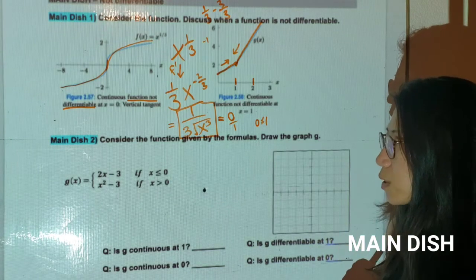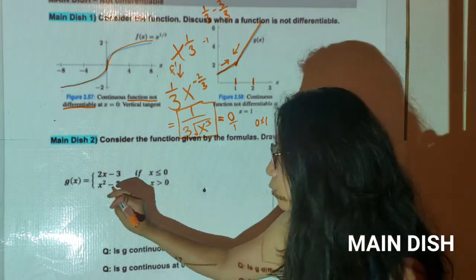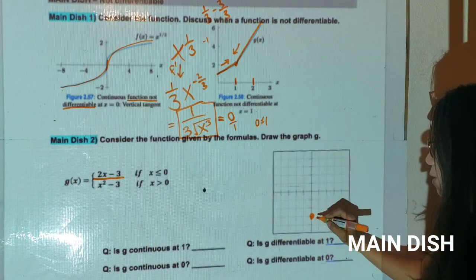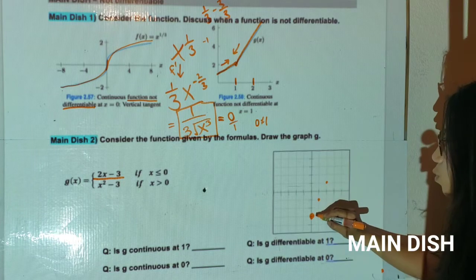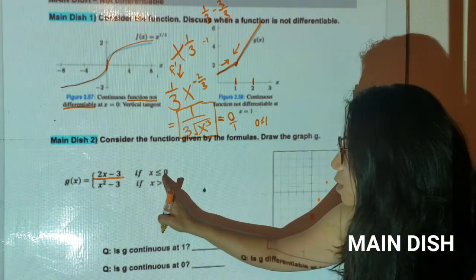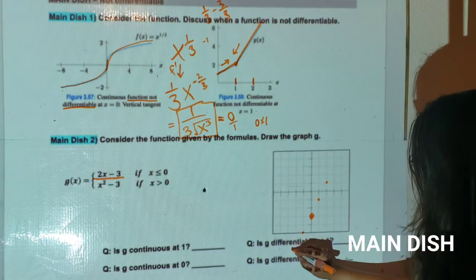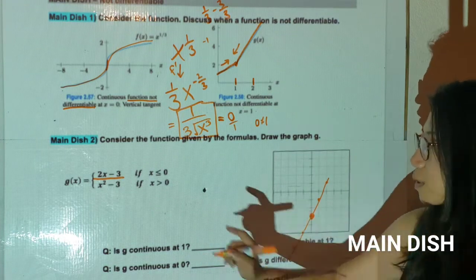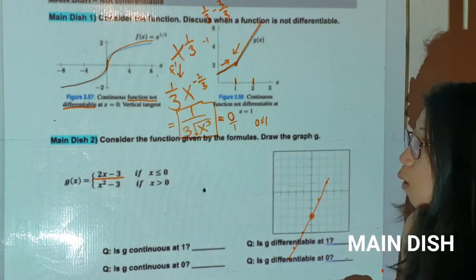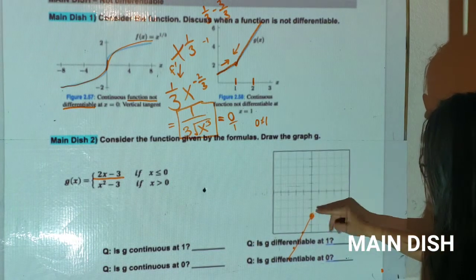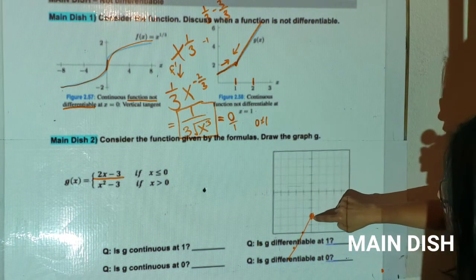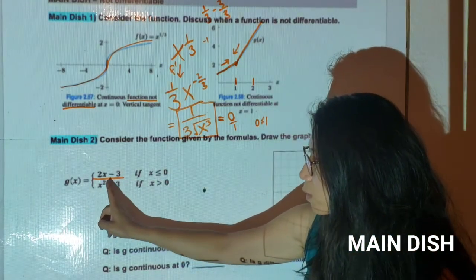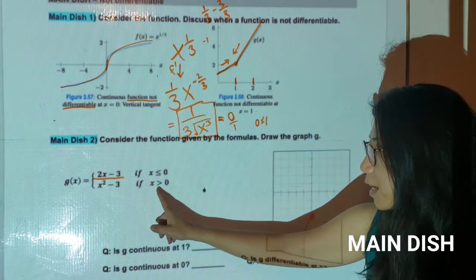So now let's look at, as a main dish, an algebraic example, considering when the function will be continuous. Let's see if we can graph this one. 2x minus 3: y-intercept minus 3, slope is going to be 2, and they say x is less than 0. So I have to graph it only below here. So I have this graph, but my x is going to be only less than 0. So this is going to be 0, less than 0, and then a closed circle. Next, I'm going to graph x squared minus 3, with x greater than 0.